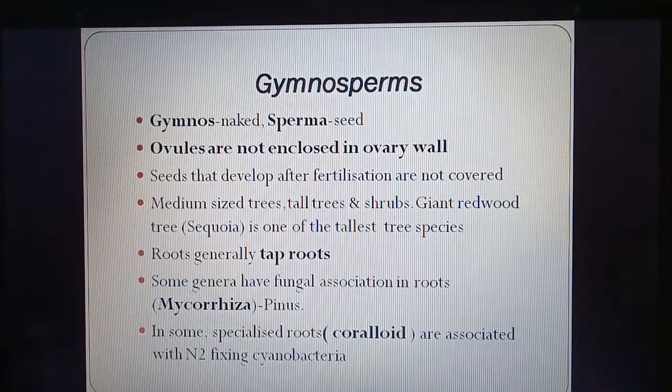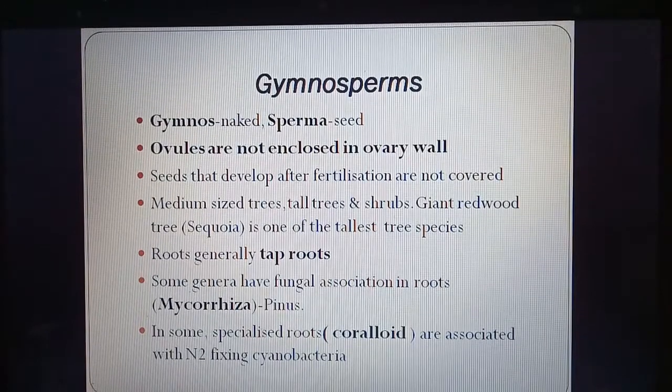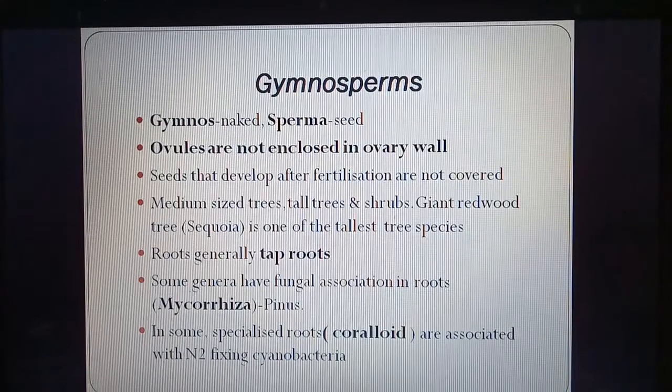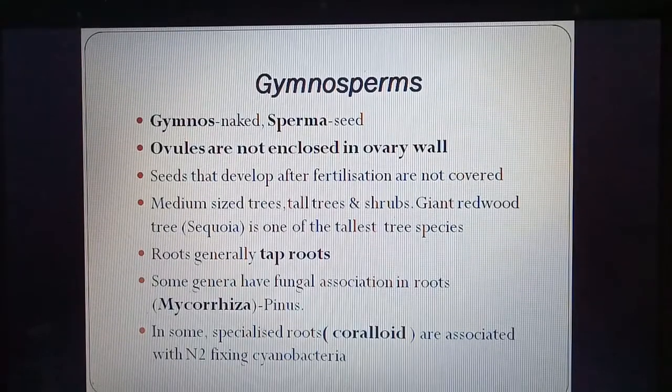They have medium-sized trees, tall trees and shrubs. Now the giant redwood tree or sequoia is one of the tallest tree species. So one tree is there which is the tallest tree. The roots are tap roots. So tap roots are those which have a main root.